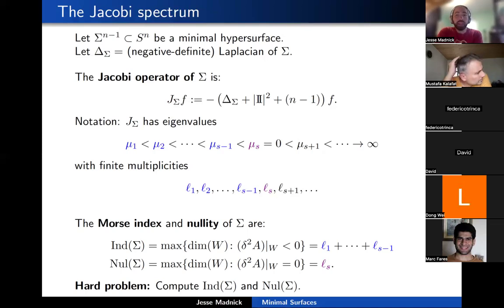And the problem, again, is to compute the Morse index and the nullity, and in general, this is hard, and by hard, I mean completely hopeless. This is just completely intractable in general. If I just pick a minimal hypersurface at random, we're just not going to be able to do that.